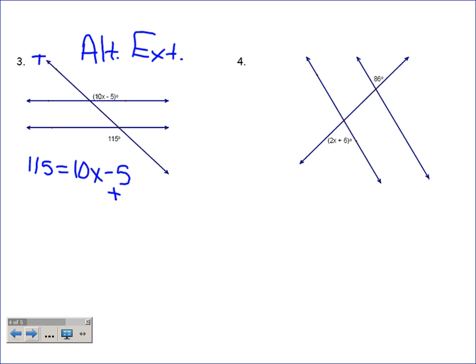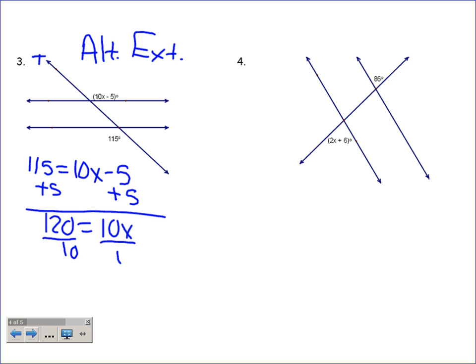We add 5 to both sides. Yes. Divide both sides by 10. Great job. X equals 12. You're so smart. Great job.